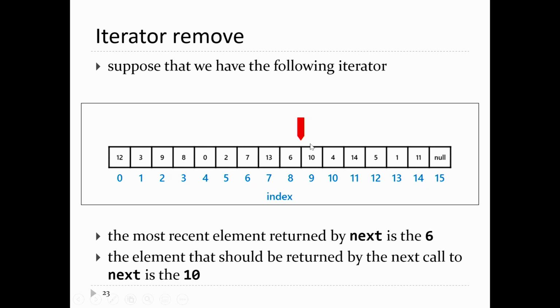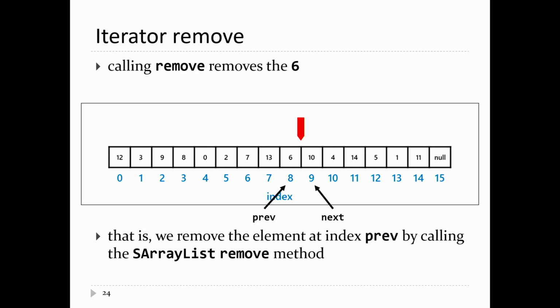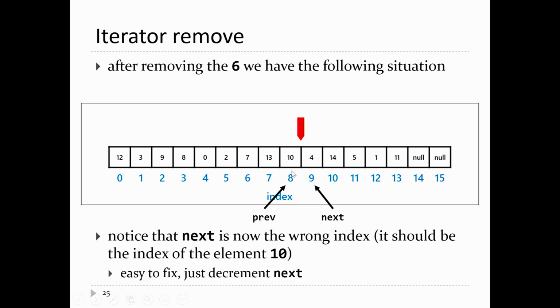I want to remember that I have to return that 10. So I'm going to remove the element at index previous. How am I going to do that? I'm just going to use the ArrayList method remove to remove that element. After removing the 6, we're in this situation here. The iterator is now one position too far to the right, so next has the wrong index. Next was always 9, but that's going to return the 4, and I need to remember that it's the 10 that I'm supposed to return.